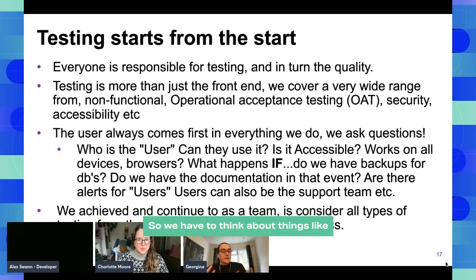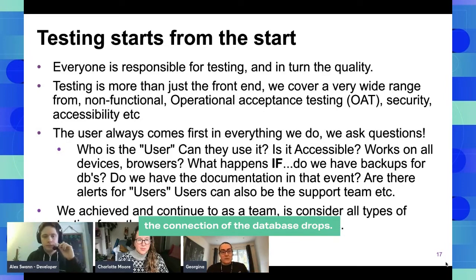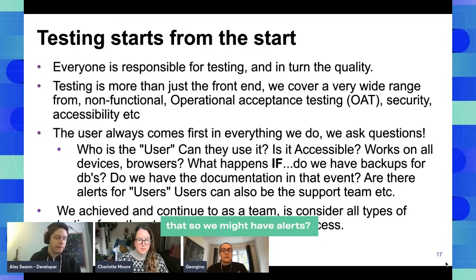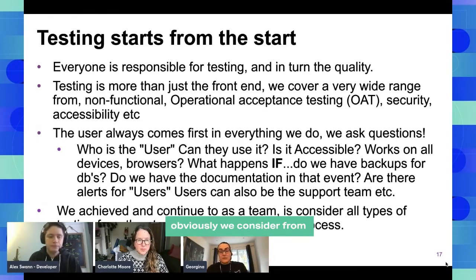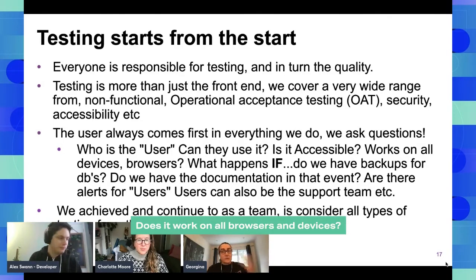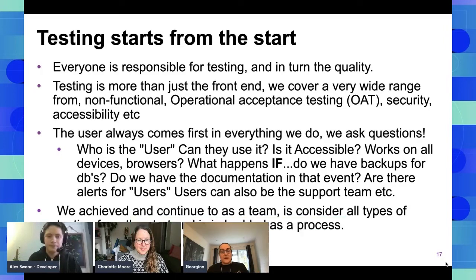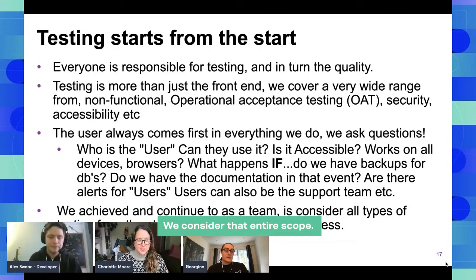So we have to think about things like operational acceptance testing, whereby should the back end fall over, the connection to the database drops, what happens? What do we do? What can we put in place to support that? So we might have alerts, we might have a fallback, we might have processes clearly written somewhere that we know to look at when something goes wrong. So that's the what-happens-if scenarios. The other things, obviously, we consider from a user perspective: is it accessible? Does it work on all browsers and devices? We consider that entire scope.